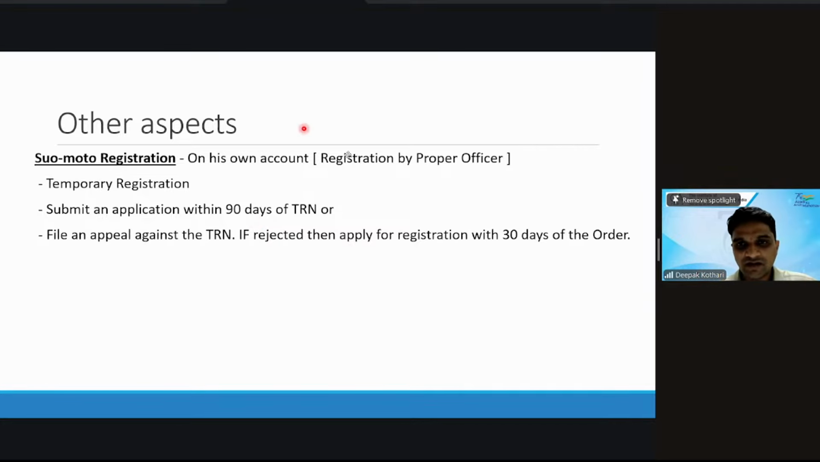Yeah, questions here. What do you mean by suo moto? On his own account. I mentioned here, no? Suo moto means on his own account. On the own account of the officer, he gives you a registration without you applying for it. That is called suo moto registration.